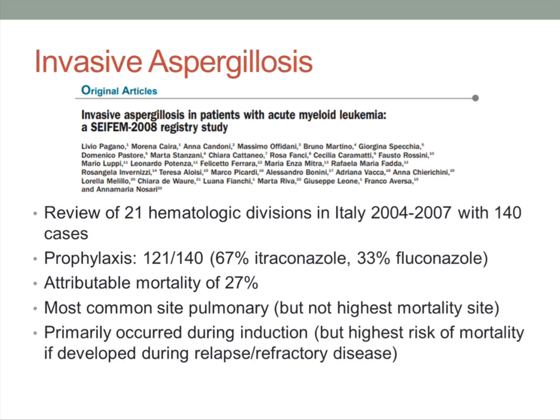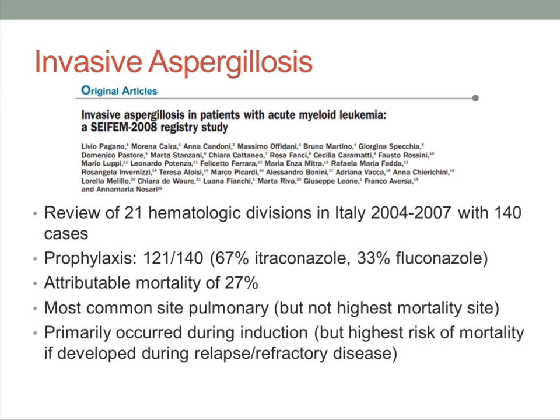So this was for invasive aspergillosis, a study out of Italy in 2008, I believe, but it looked over 3 years, 21 hematologic divisions with over 140 cases of invasive aspergillosis. You can see obviously how prophylaxis patterns have changed in the last 20 years, but most of the patients were on itraconazole, a few still on fluconazole. Mortality was still pretty high at 27%, certainly not the 70% of historical studies, but still substantial. The most common site was pulmonary, but that was not associated with the highest mortality.